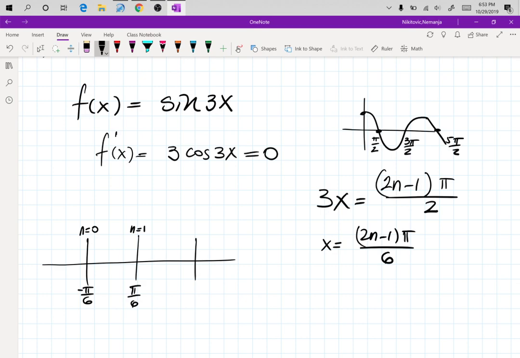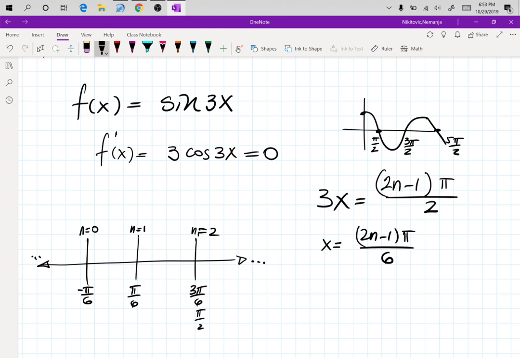And when n is equal to 2, that's 4 minus 1, which is 3 pi over 6. Now 3 pi over 6 is actually pi over 2. And this is going to go forever in both directions the same. Your job now is to pick the test values.